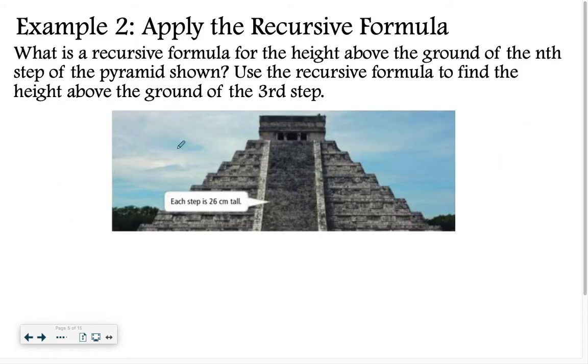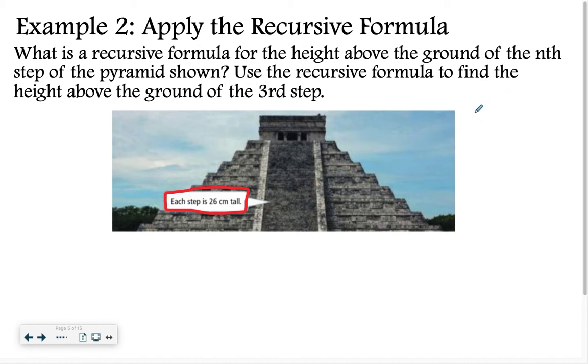So example 2, let's apply the recursive formula. We have, what is a recursive formula for the height above the ground of the nth step of the pyramid shown? Okay, so we're going to write a recursive formula, and then we want to use that recursive formula to find the height above the ground of the third step. So we have this lovely picture, and we know that each step is 26 centimeters tall.